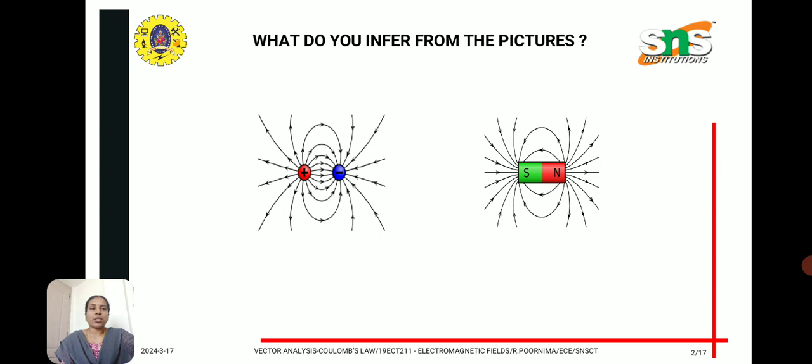And in the second picture we are seeing the static magnetic field from the magnet, where we have a south pole and north pole, and the direction of the magnetic flux lines is from north pole to south pole outside the magnet and south to north inside the magnet.